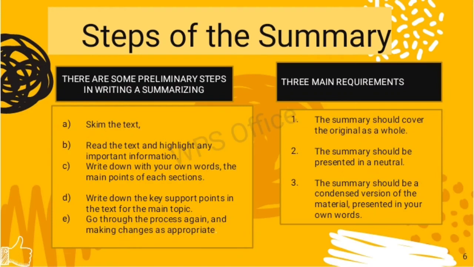I will explain the steps of summarizing. There are some preliminary steps in writing a summary. Skim the text, read the text, and highlight any important information. Write down in your own words the main points of each section. Write down the key support points in the text for the main topic. Go through the process again and make changes as appropriate.